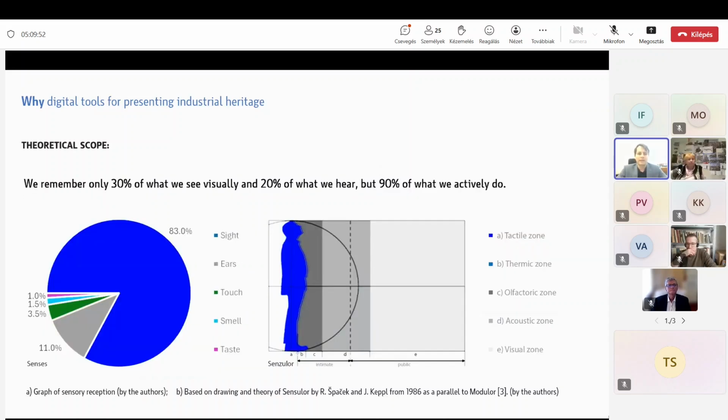Many researches have proved that we remember only 30% of what we visually see, 20% of what we hear, but 90% of what we actively do. So if we combine more senses into our presentations of industrial heritage, or education about industrial heritage, or developing the reconstruction project or conversion of industrial heritage, we have much better success in being understandable even for the public.